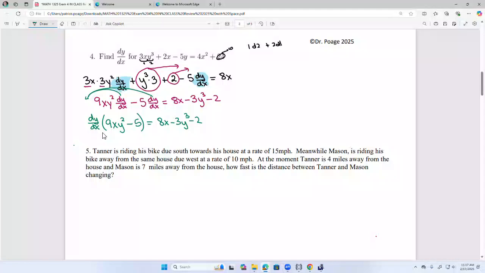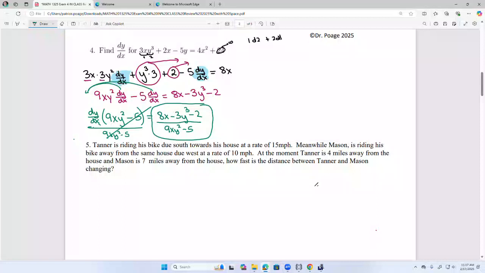Since it's being multiplied to everything in parentheses, I'm going to divide by everything in the parentheses. All right, and so dy/dx equals this term right here. The only way you could cancel something is if you could pull out a common factor in the numerator, which we can't, there's no common factor, and pull out a common factor in the denominator, which we can't. But if we could do both those things and cancel them, that's the only way you could cancel some.